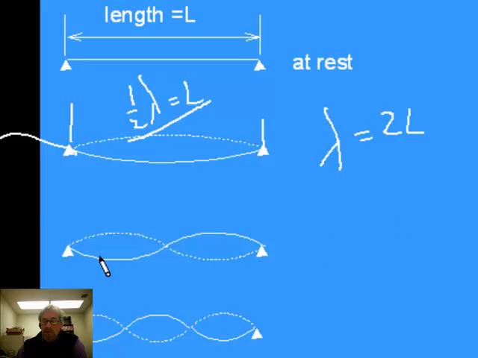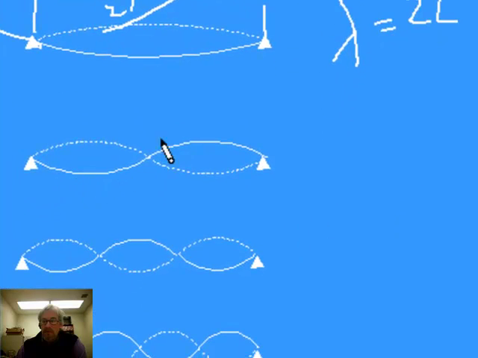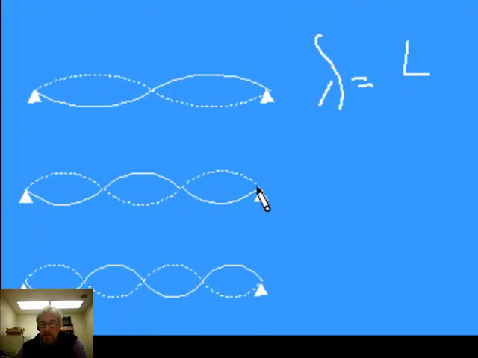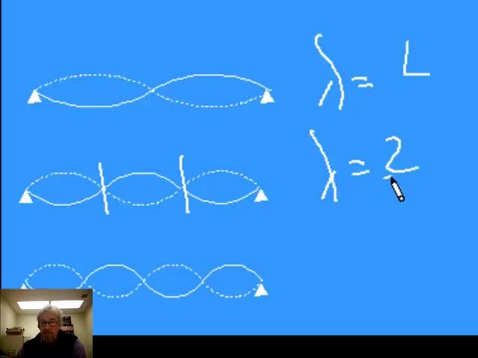Here's another one. This mode of vibration has exactly one wavelength between the ends, so lambda here is equal to L. Here's a wavelength and a half in L. Well, lambda then, or the wavelength, is 2/3 of L. Each node is a third. Two of the nodes make up a wavelength, so the wavelength is 2/3 L.